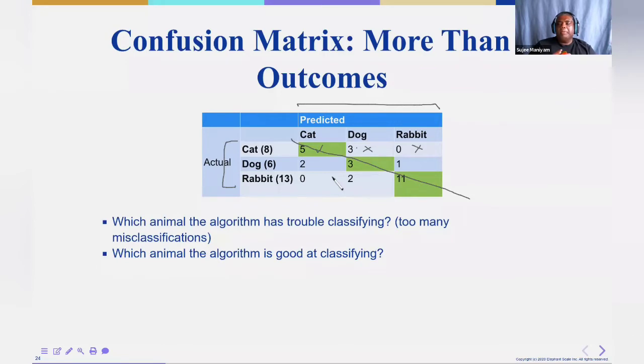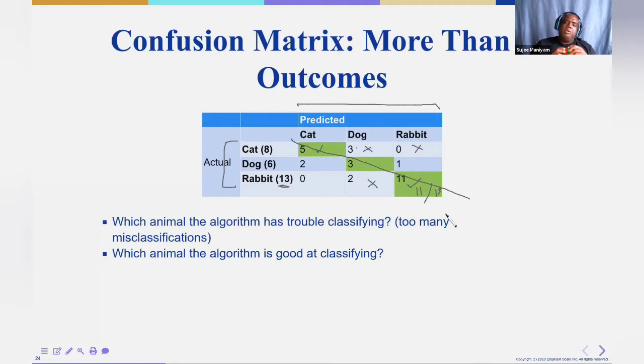Yeah, seems like rabbit is doing pretty well, right? Because see, I sent in 13 rabbits. Out of 13, it correctly classified 11 as rabbits. Only 2 are misclassified as dog. So the accuracy is pretty high, right? 11 out of 13, it got right. Good, good. So you guys are getting the hang of this, right?